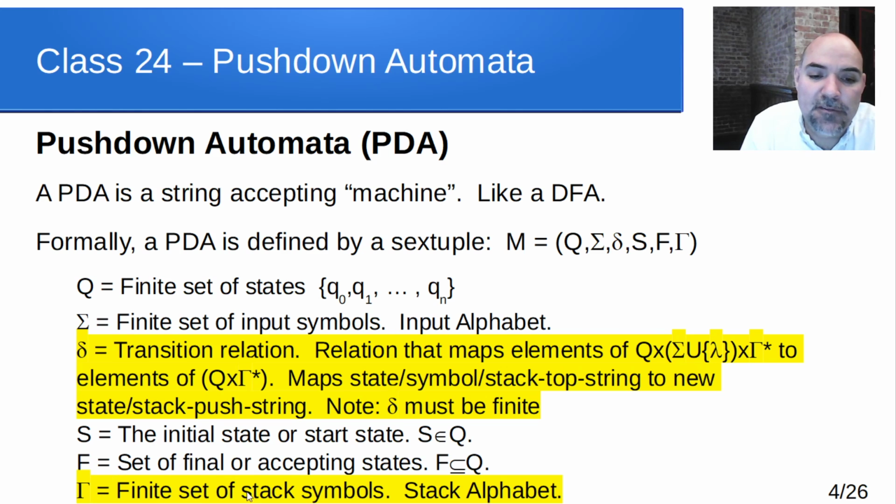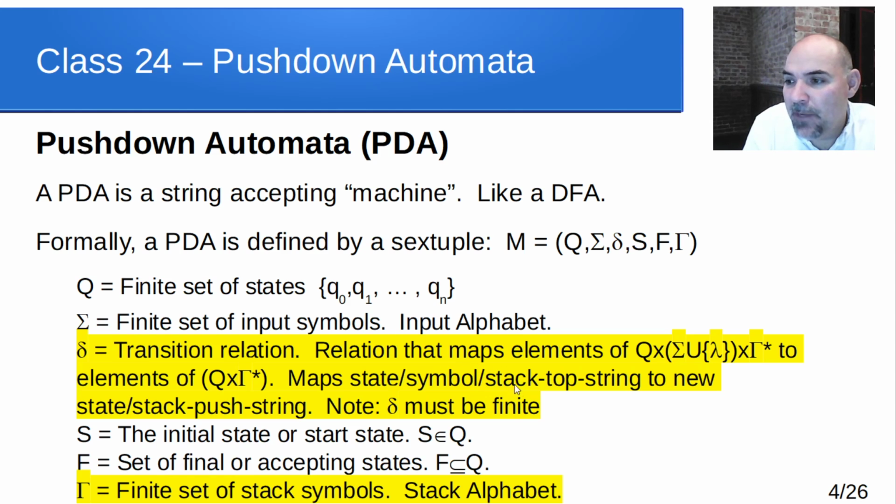So gamma is a finite set of what are called stack symbols, or what we're calling the stack alphabet. So we have two alphabets here. We have the input alphabet like we had before, and we've added onto it the stack alphabet, the symbols that we can put onto the stack or pull off of the stack.